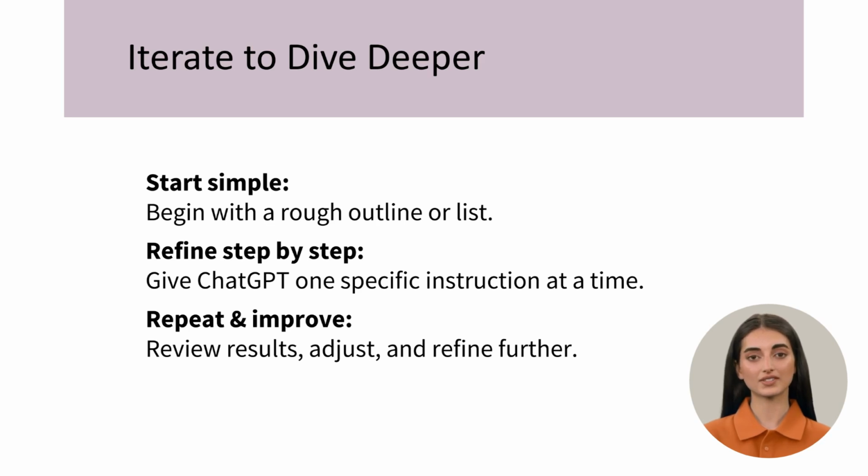Focus on one section at a time and give ChatGPT specific instructions like expand on this point with an example or make this section more concise. The more targeted your request, the better the response.